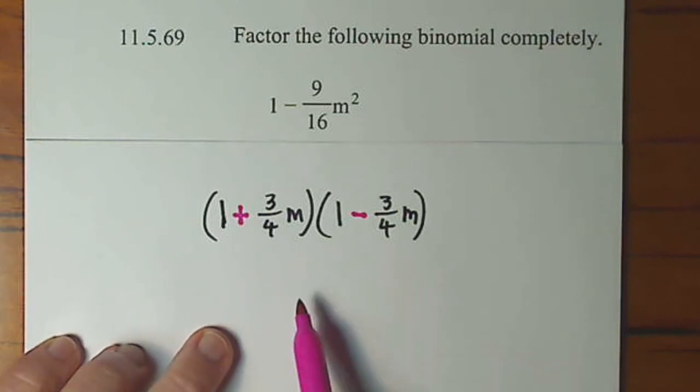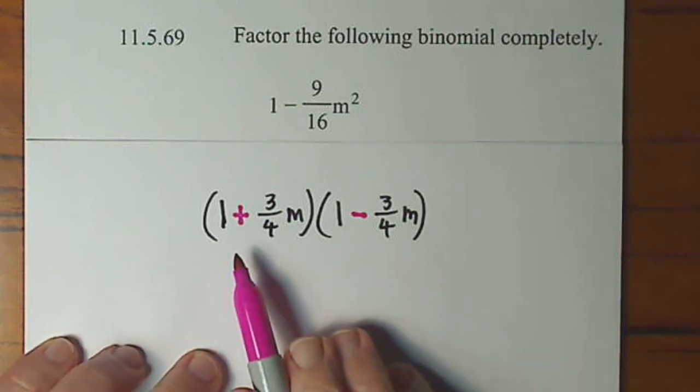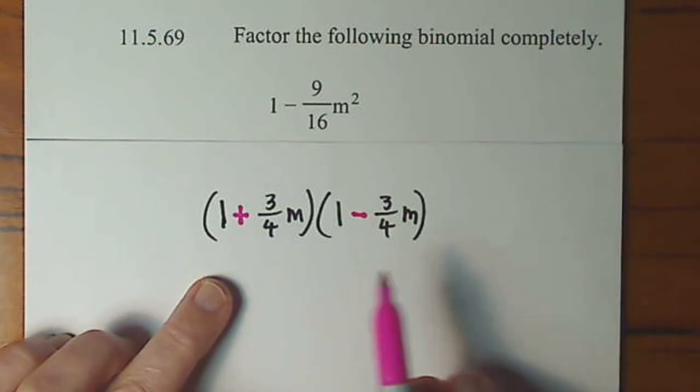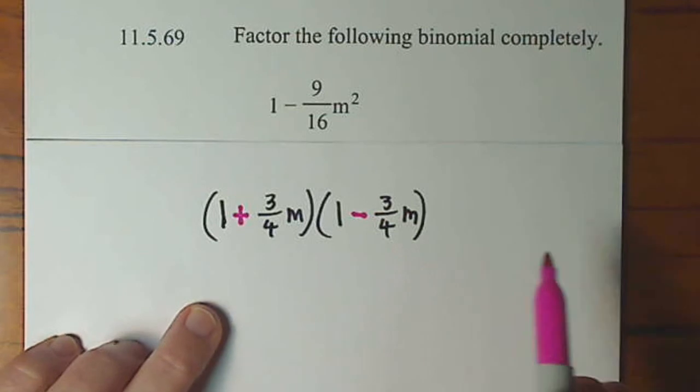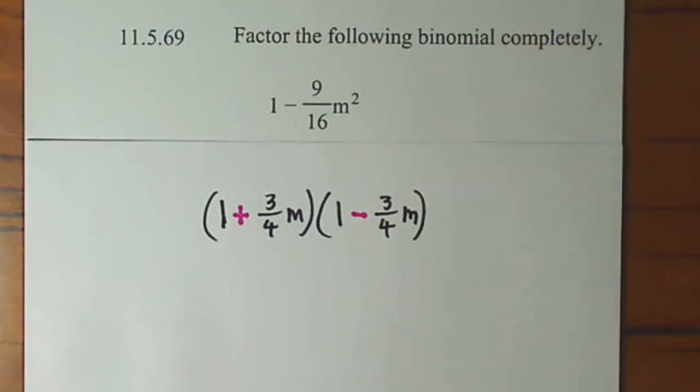If you don't see that middle term disappearing, I strongly suggest you use FOIL, or another way of saying that is make sure each term here multiplies each term here, and it will bring you back to our original equation.